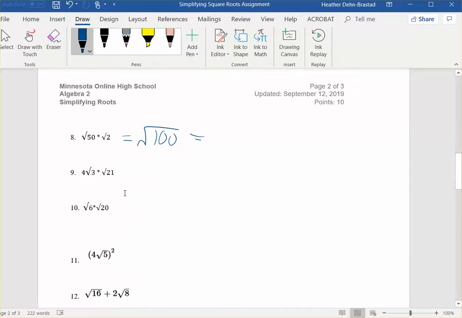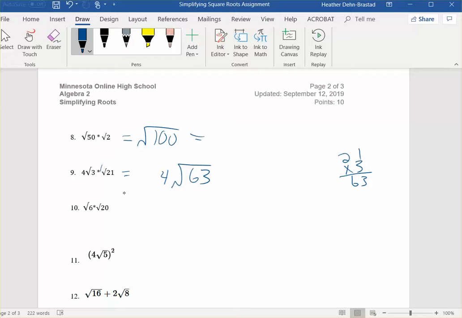Let's look at something like 9 where there's a number in front. When there's a number in front, that does not get multiplied to the things on the inside. It would get multiplied to any other number in front, but there isn't one. So it's going to be 4 times the square root, and then you have to figure out 3 times 21. And then you simplify the square root.